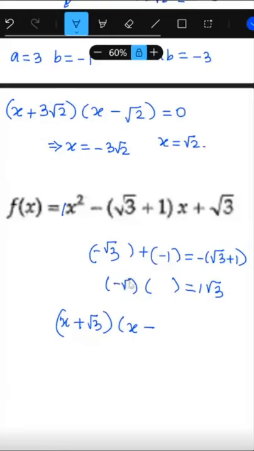So this is also minus root 3 and minus 1. The two factors can just be written like this because the coefficient of x square is 1. If you equate it to 0, you will get x is equal to root 3 and x is equal to 1.